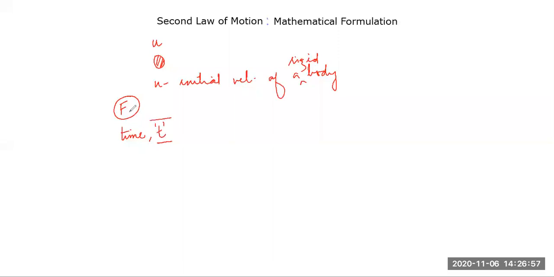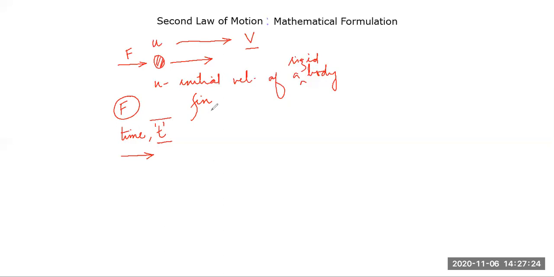As a result of application of force, now the force is applied in the direction of motion. This is the direction in which the body is moving. In the same direction, I am applying the force. So what will happen? The u will change to v. v will be more than u. Why? Force is there, right?